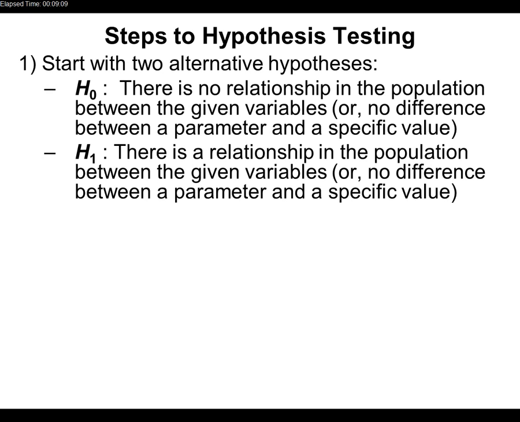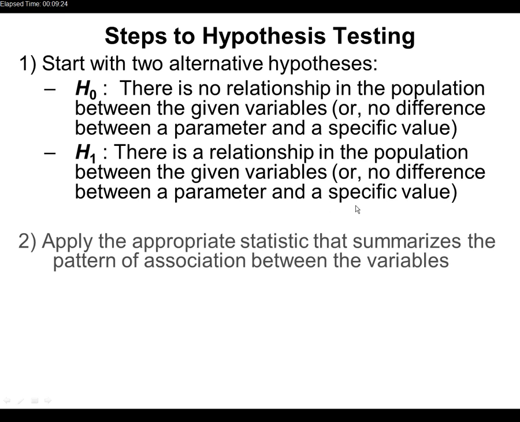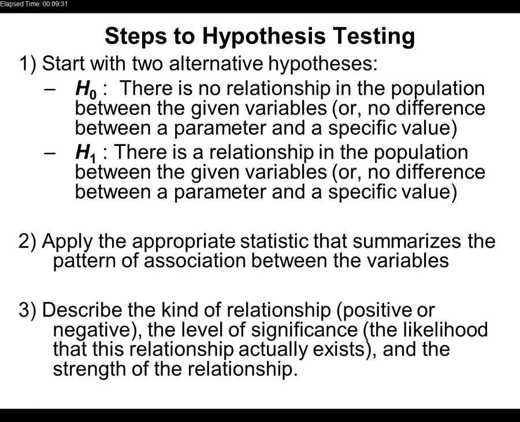My alternative hypothesis, H subscript 1, means that there is a relationship in the population between the given variables. My independent variable being smoking and my dependent variable in this case being cancer, and I find that it does have a connection. So I apply the appropriate statistic that summarizes the pattern or associations between the variables. I describe the kind of relationship, positive or negative. Does smoking cause more cancer or less cancer? Is it positive or negative? The level of significance, which is the likelihood that this relationship actually exists, and the strength of the relationship.